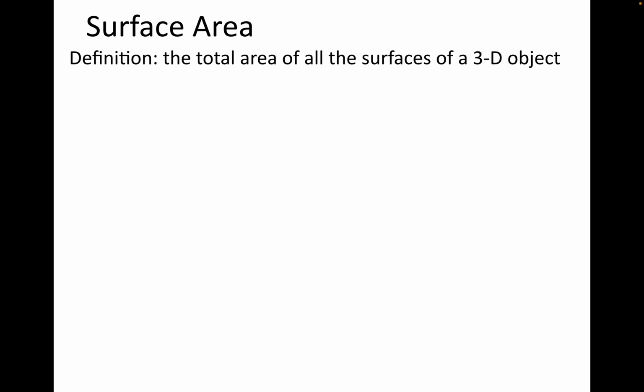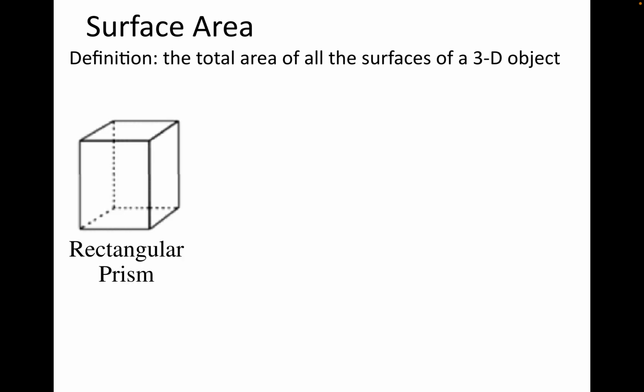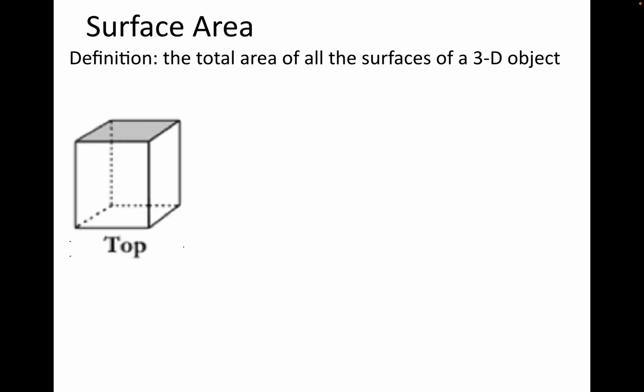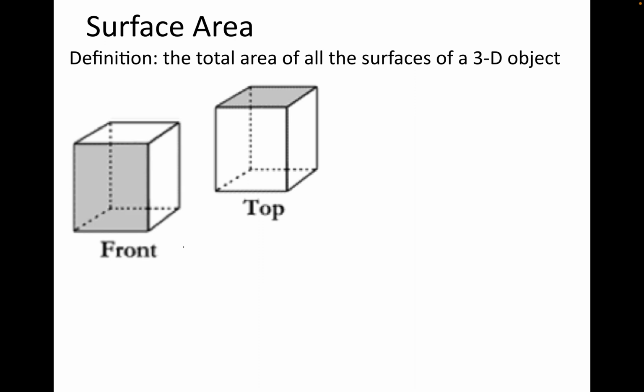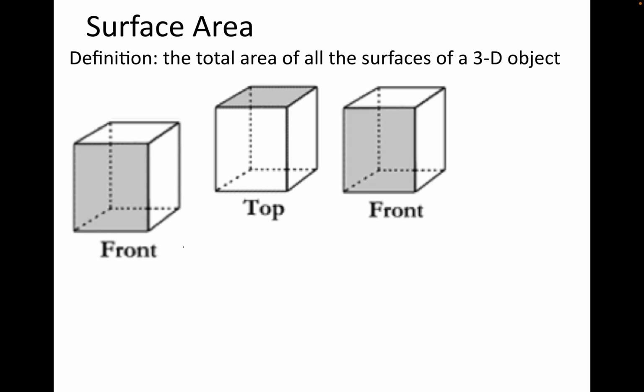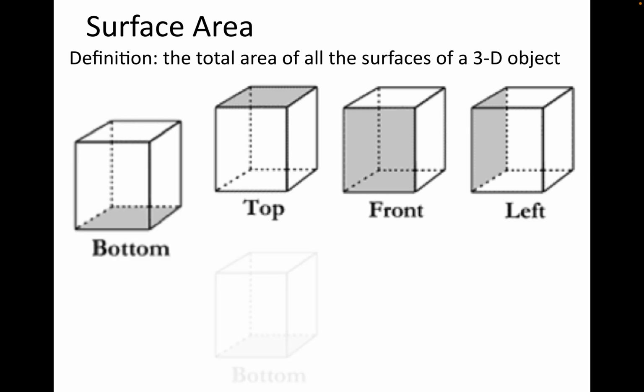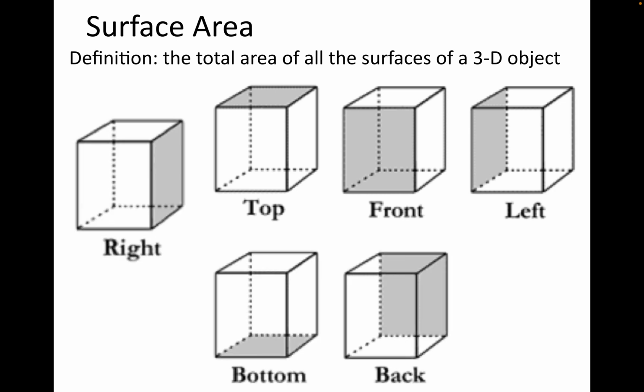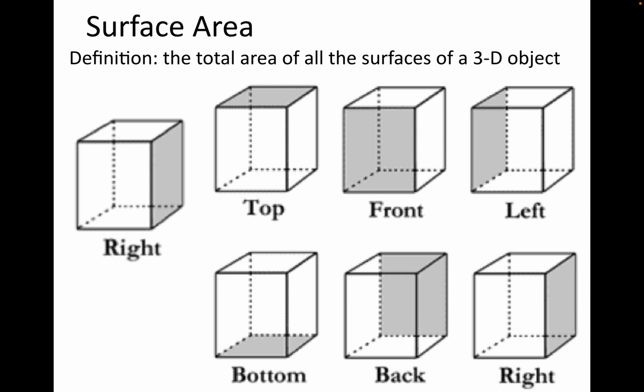All right, let's talk about surface area. Surface area is the total area of all the surfaces of a 3D object. If you add up all the faces of a prism, you get its surface area. So for example, right here is a rectangular prism. If I take the area of the top and add that to the area of the front, as well as the area of the left, the bottom, the back, and finally the right, if I add up the area of all 6 faces of this rectangular prism, I will get its surface area. You just have to add up all the faces.